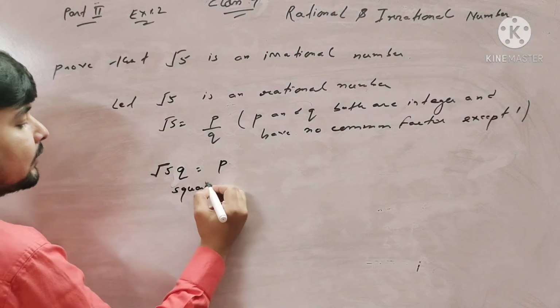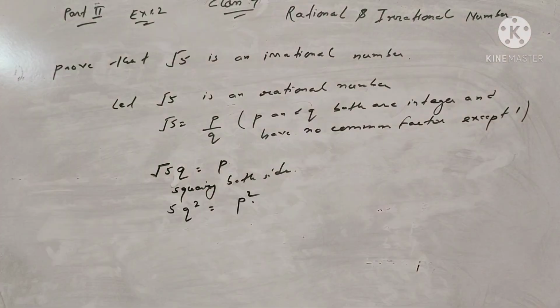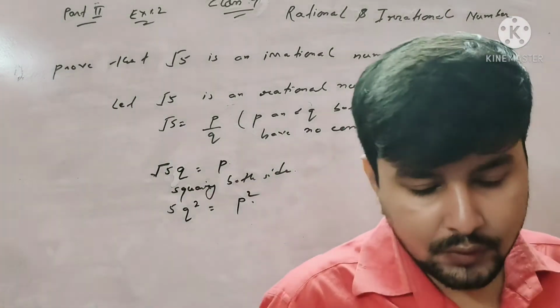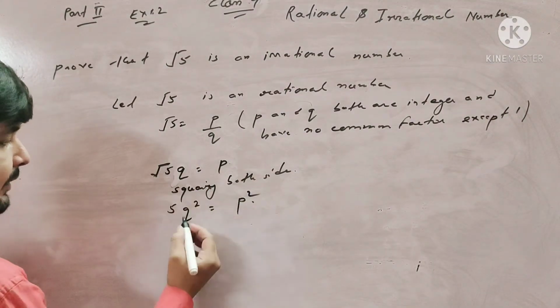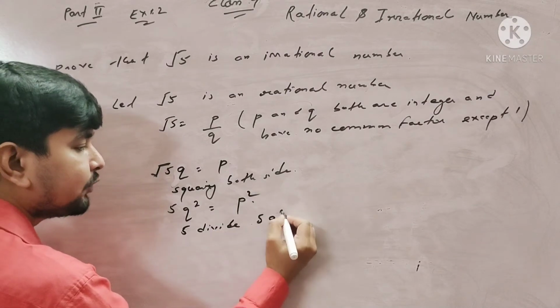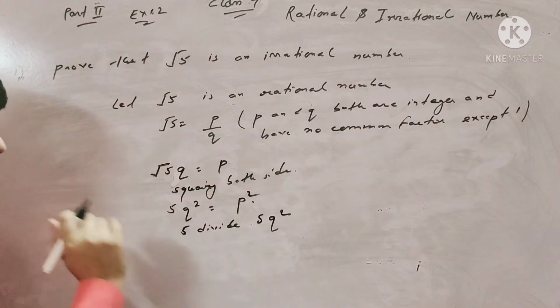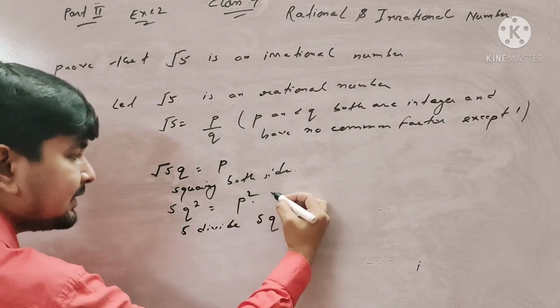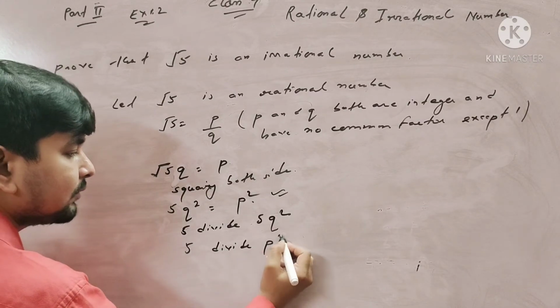Squaring both sides, okay, we see 5q square equals p square. That means 5 divides 5q square. This portion is easily divided by 5. Clear? Okay. So that means 5 divides p square also.